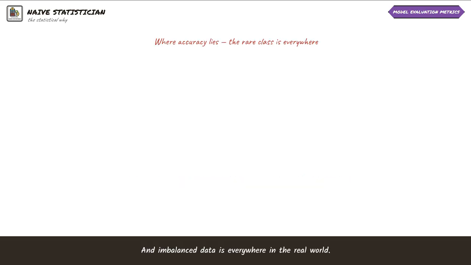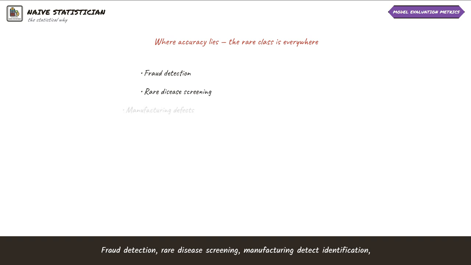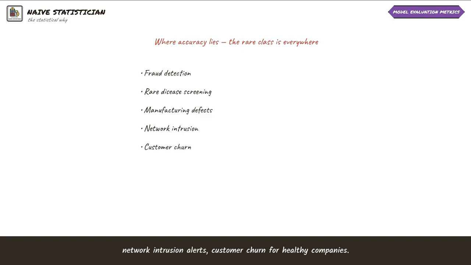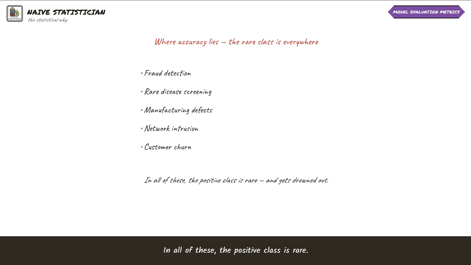And imbalanced data is everywhere in the real world. Fraud detection, rare disease screening, manufacturing defect identification, network intrusion alerts, customer churn for healthy companies. In all of these, the positive class is rare. Accuracy treats every example as equal and lets the rare cases get drowned out. So we need metrics that look at the rare cases specifically. That is where precision and recall come in.